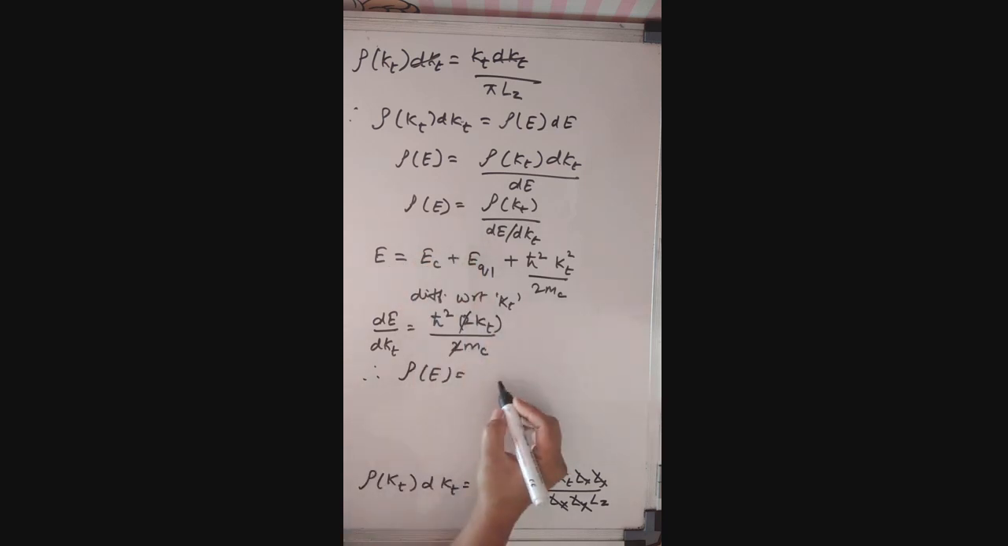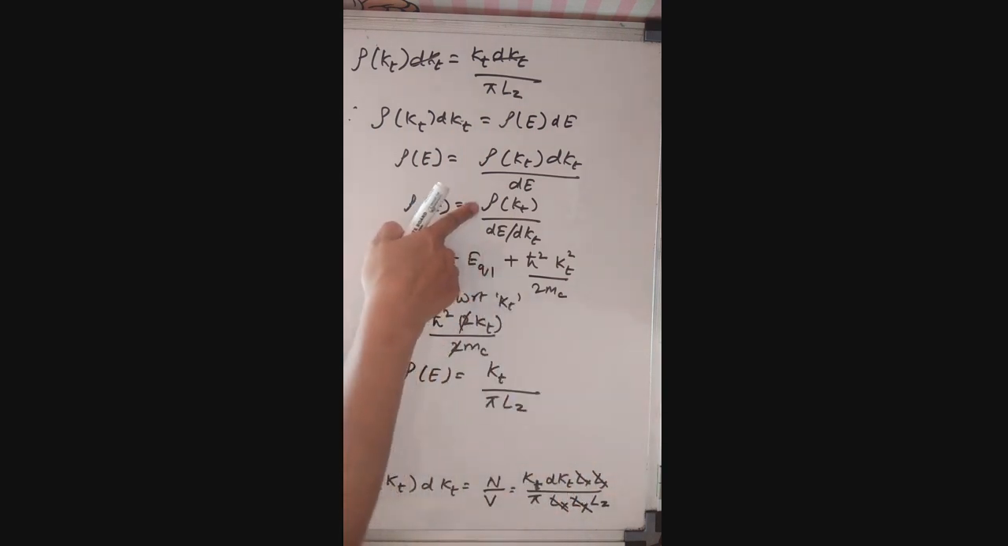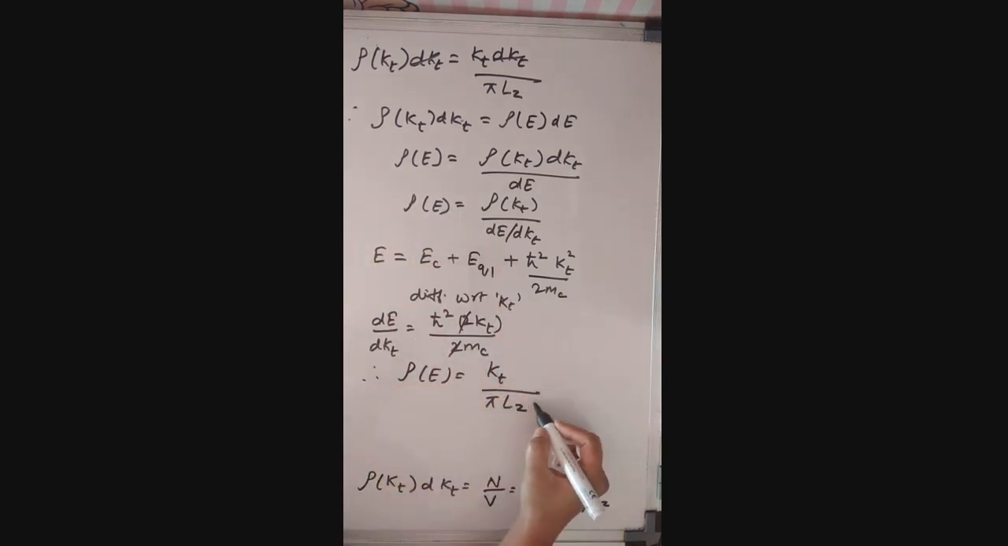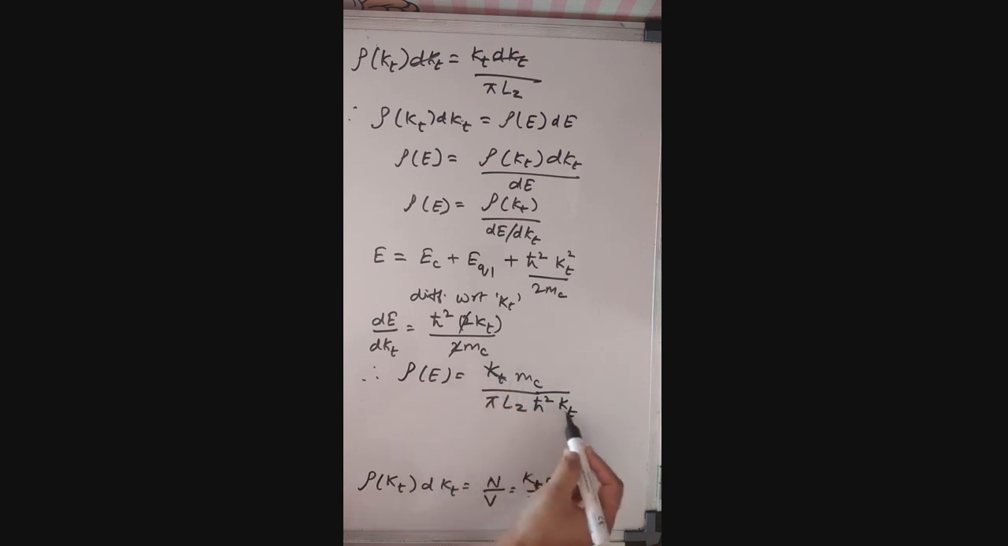Put the value of rho kt. Rho kt is kt by pi Lz. So it will be kt by pi Lz. I put this value. Now I have to put the value of de by dkt. So de by dkt is this thing. So I'm putting it here. H cross square kt, and taking this mc upwards. This kt cancels out. So what is remaining is mc upon pi Lz h cross square.